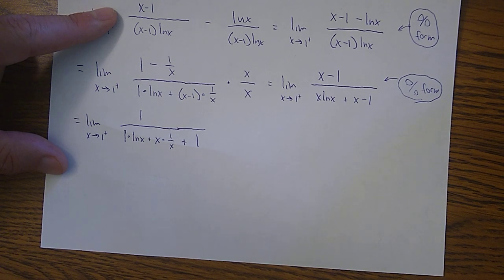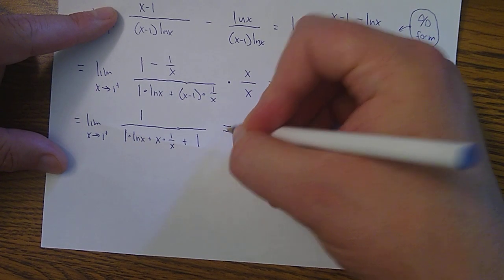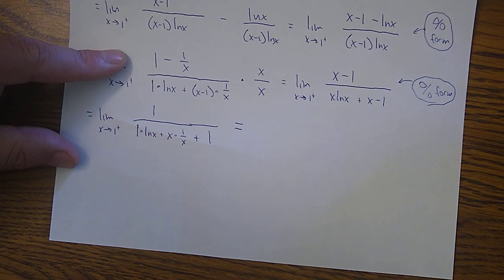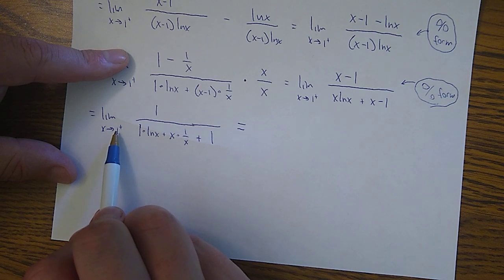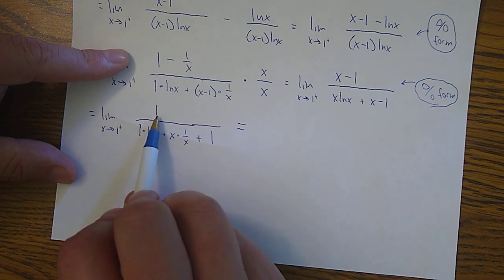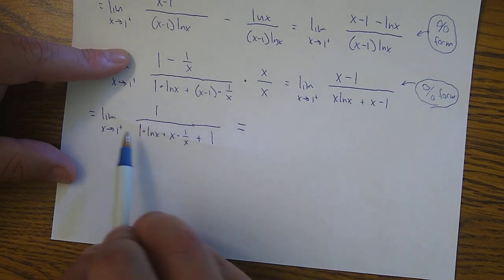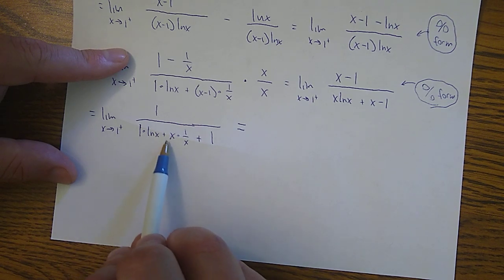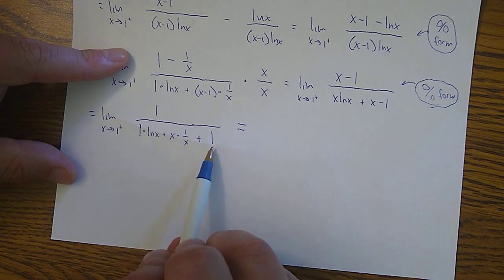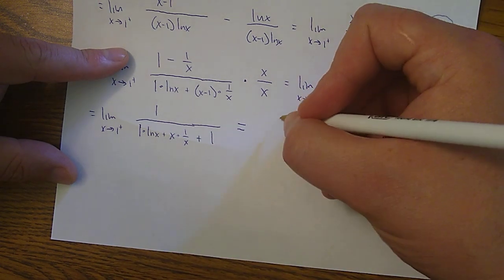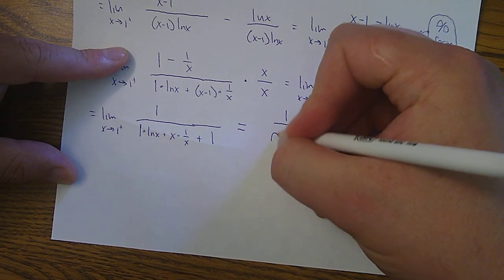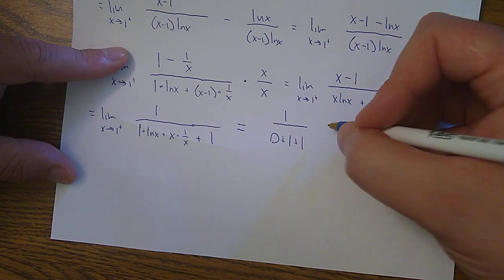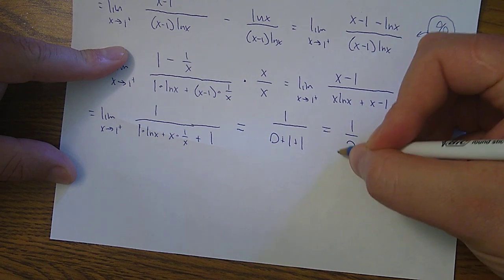Yeah? Now, at this point, you might be afraid that we're just going to go forever, but have some faith here. If I plug in x equals 1 now, on the top, I definitely don't get 0. On the bottom, okay, here I get 0, so I'm starting to worry, but here I get 1, and here I get 1. So it looks like if I plug in 1 now, I get this, which is 1/2.